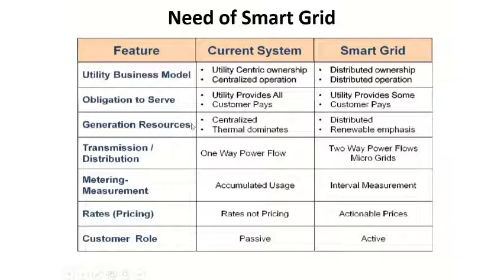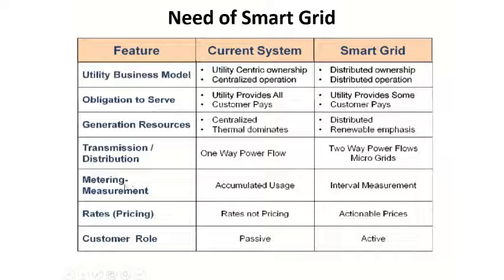The generation in the current system is centralized, whereas in the smart grid it will be distributed and will try to cover most of the renewable sources. When you talk about transmission and distribution, the power flow is only one way, that is from generation to the customers through transmission and distribution. Whereas in the smart grid, the power can flow in both ways. That is, the consumers can also supply power back to the grid if it is in excess or if they don't need it.